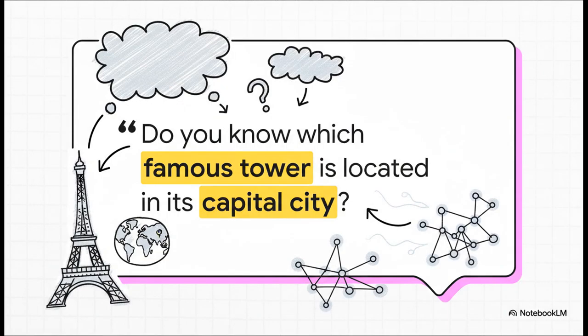So now, when our Socratic tutor gets that same question, watch what happens. Its response is totally different. It says, "That is a great country to study. Do you know which famous tower is located in its capital city?" Did you catch that? It gives a little clue and flips the question right back to the user.